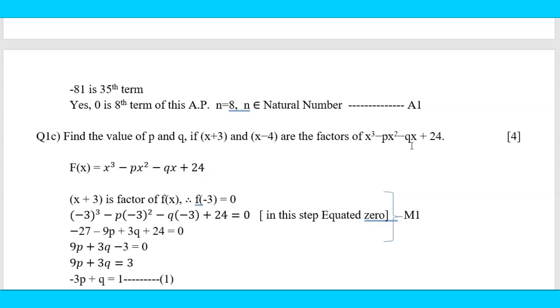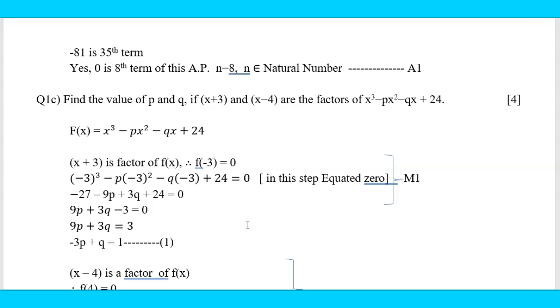And now we'll move on to the question number 1C. Here you have to find the values of P and Q, and you are given x plus 3 and x minus 4 are the factors of this polynomial. So first step here, x plus 3 is a factor of this polynomial. So f of minus 3 should be 0. So after substituting the value of x in the polynomial, it should be equated to 0. In this step, if you have not equated to 0, you may lose 1 mark here.